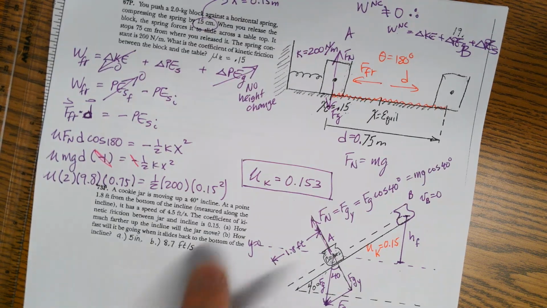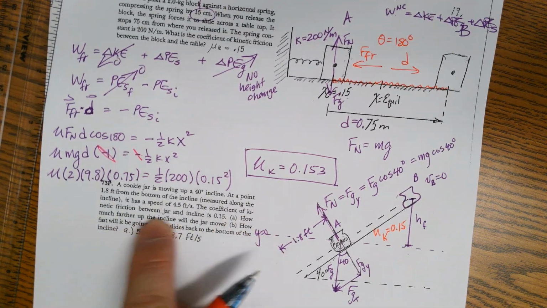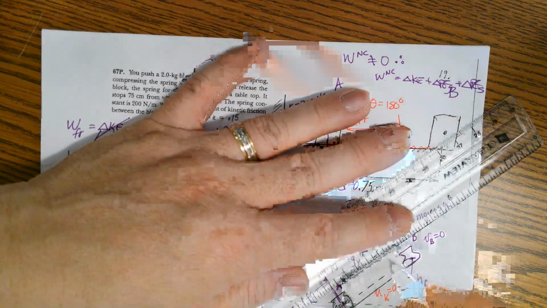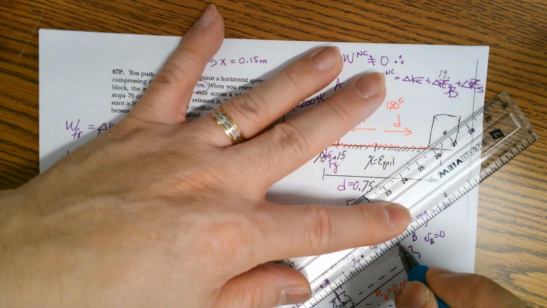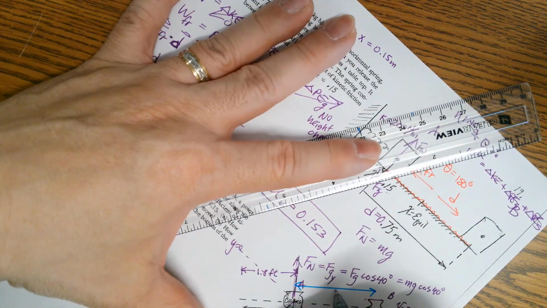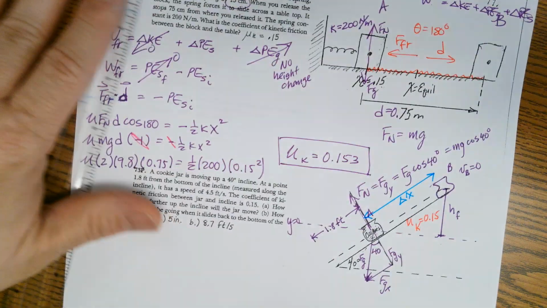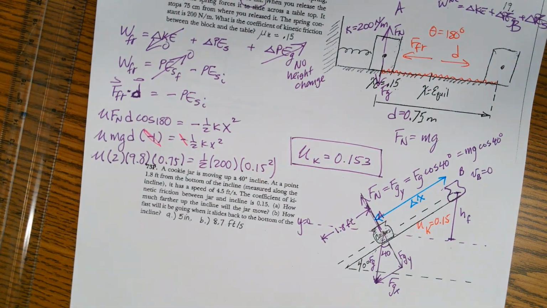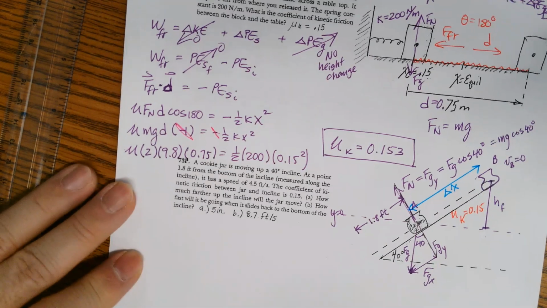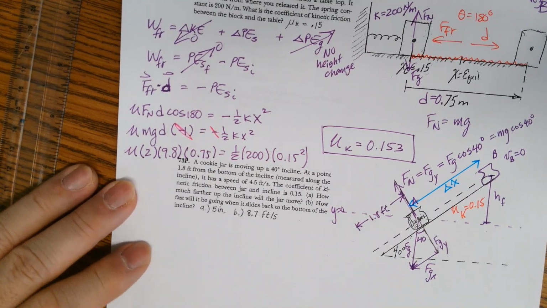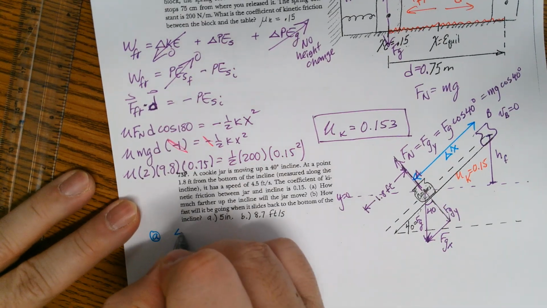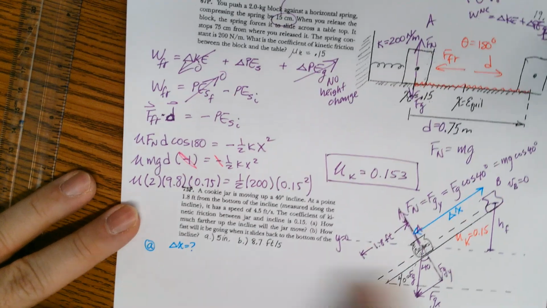All right, so part A, how much further up? They want to know how much this will go up. They want to know what this delta x is. All right then, now that we know that, let's do it. So for part A, we're looking for delta x, the blue delta x right here.